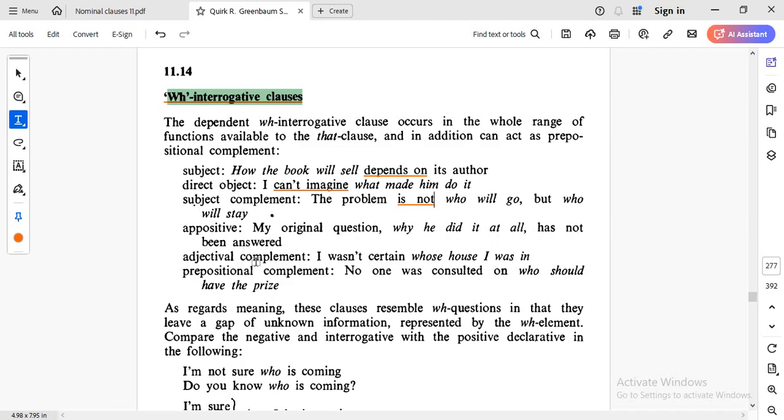Adjectival complement: if the nominal clause follows an adjective. I wasn't certain whose house I was in. So this is the verb wasn't. I is the subject, wasn't is the verb, certain is a subject complement, which is an adjective, and the WH interrogative clause follows this adjective. That's why it is an adjectival complement.